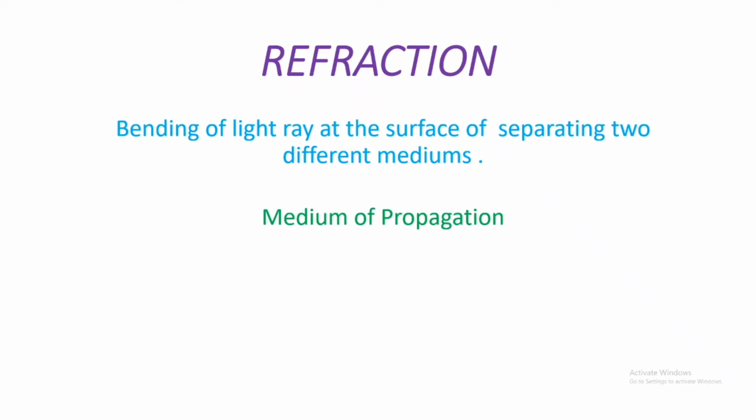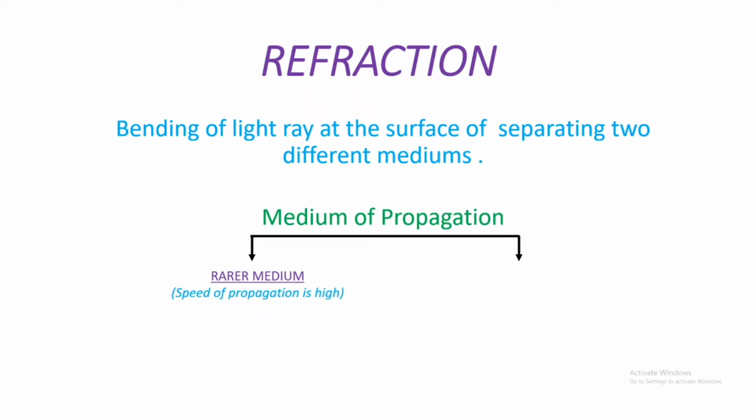Now mainly there are two types of propagating medium. First, rarer medium: the speed of propagation is high. And denser medium: the speed of propagation is low.